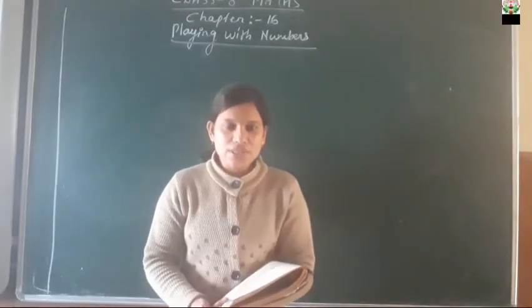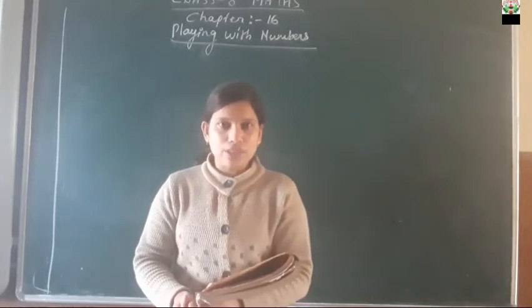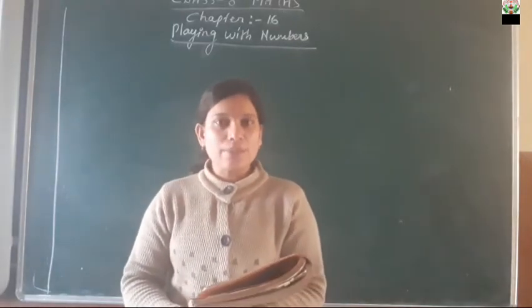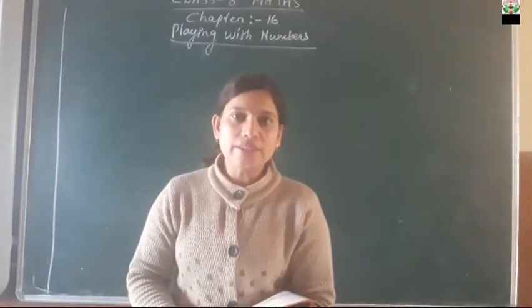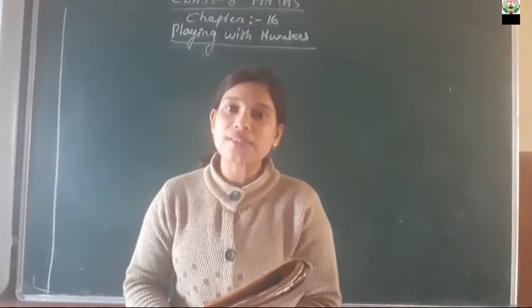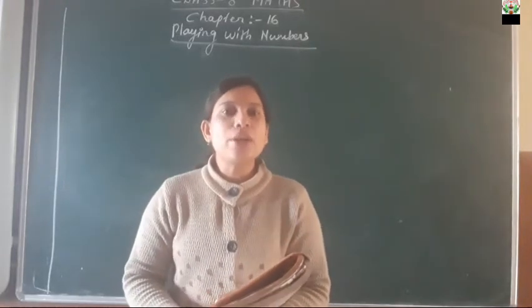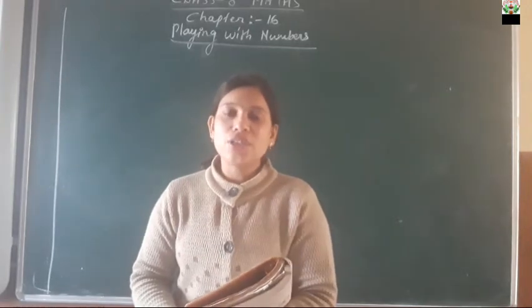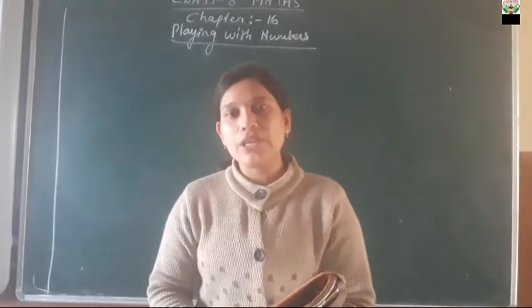Here we are going to start chapter number 16, playing with numbers. As you know, before the midterm exam we had completed chapter number 13, that is direct and inverse proportion. After that, chapters number 14 and 15 are still left, but those chapters are too large, so we are directly doing chapter number 16. It's a very short chapter, a very small chapter.